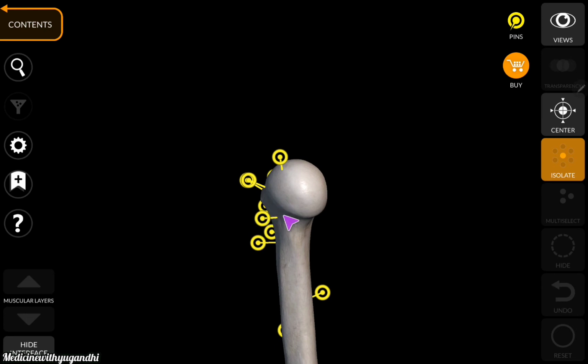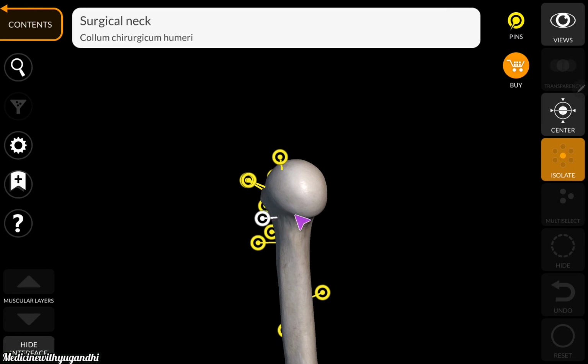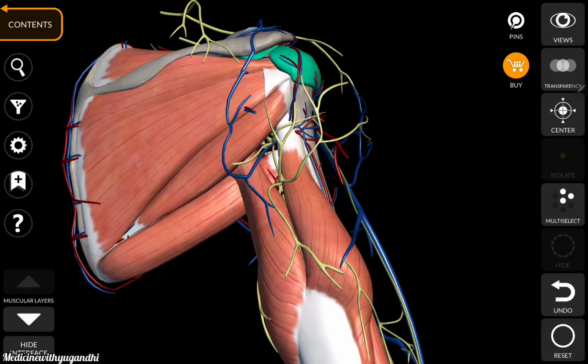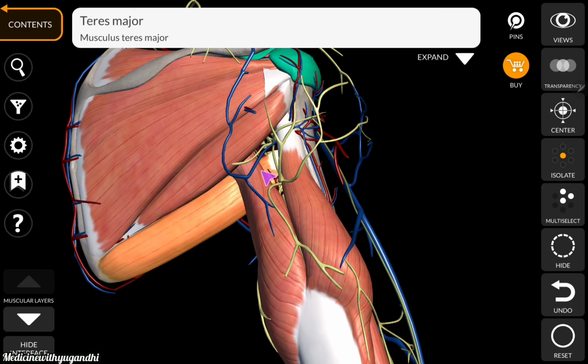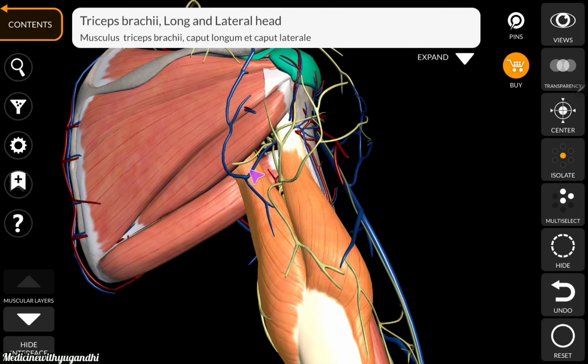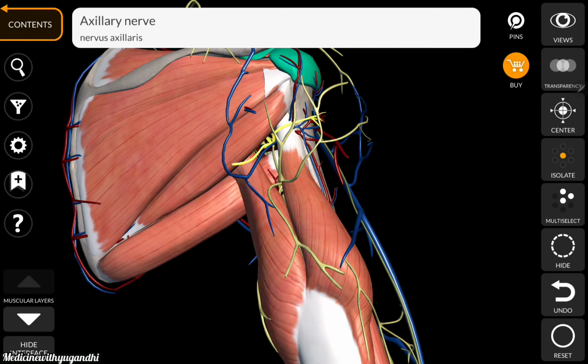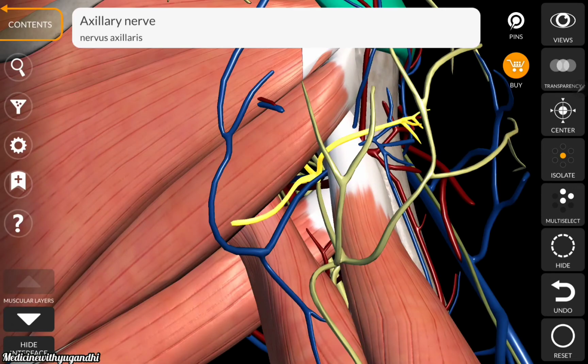This portion, what you are seeing here, is the surgical neck of the humerus. Laterally it is related to the surgical neck of the humerus, inferiorly it is related to the teres major muscle, and medially it is related to the long head of the triceps brachii muscle. What I mentioned now is nothing but the boundaries of the quadrangular space. As I already said, this axillary nerve in the quadrangular space terminates by dividing into two branches.